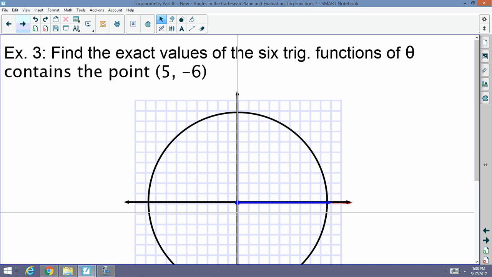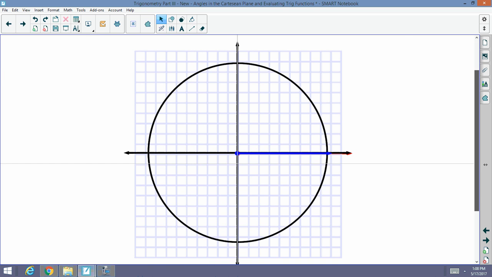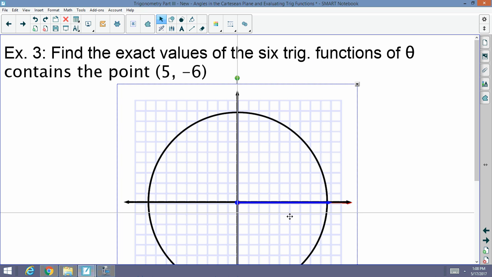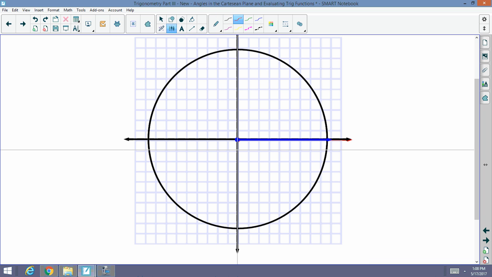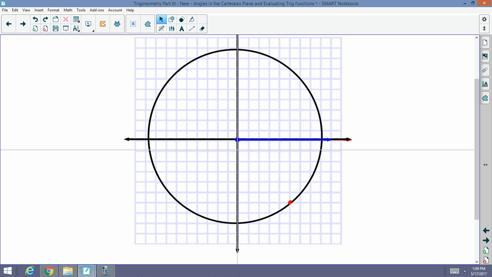Okay, guys, let's use our skills. Find the exact values of the 6 trigonometric functions of theta containing the point 5, negative 6. Well, 5, negative 6. Okay, 1, 2, 3, 4, 5, and 6. I love it when it does that. Let's try this again. 1, 2, 3, 4, 5, and 6. So let me go ahead and make this guy smaller. Okay, so basically here, guys, this is what happened. I had an angle, and it traveled. Oh, what am I doing? And it traveled.